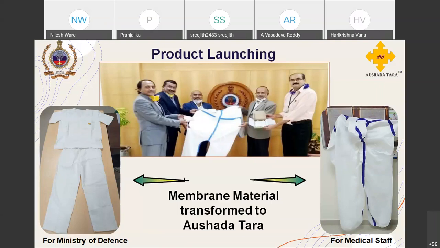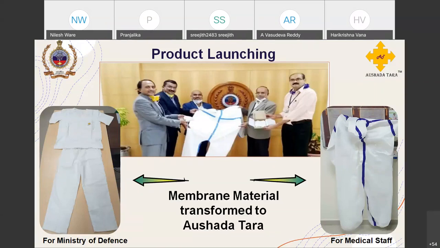So, sorry. So if you see, they didn't want to wait. They said, no, we'll launch on the 13th of August. They launched both Aushada Tara as well as the mask. The characteristic of Aushada Tara is that it is synthetic. It's not 100% natural. The mask is 100% natural and biodegradable, but the PPE kit is not 100% biodegradable, though it has some very good breathing characteristics.